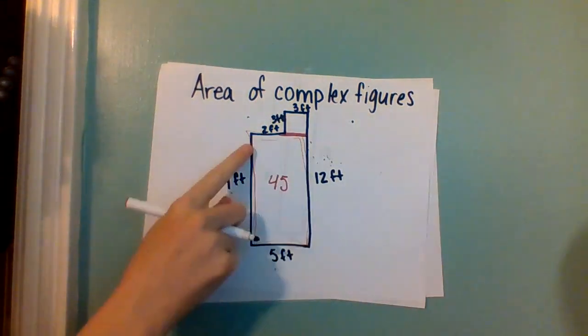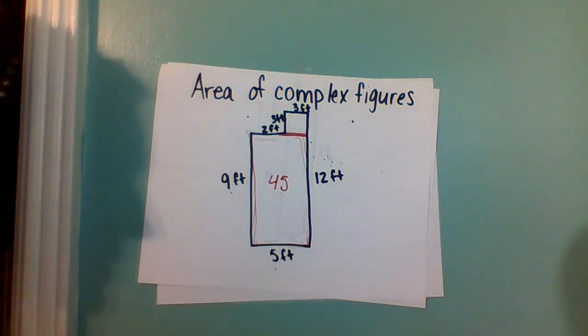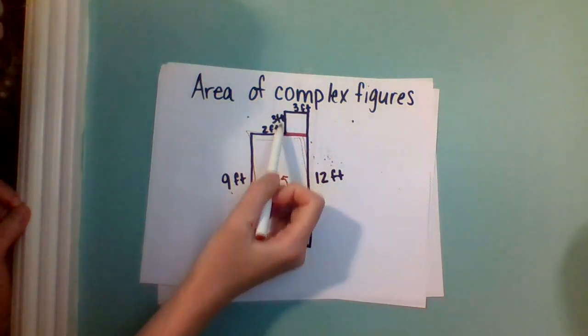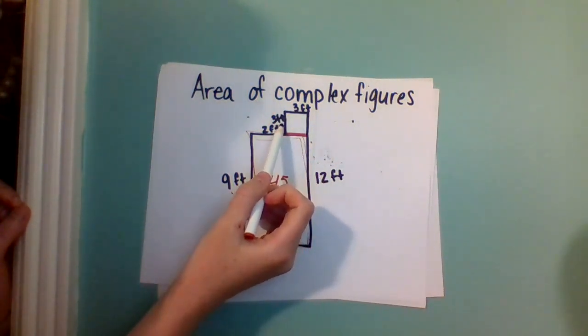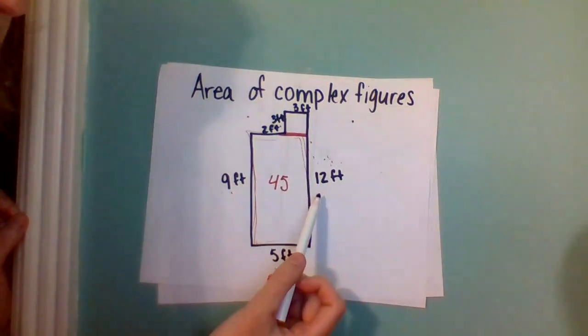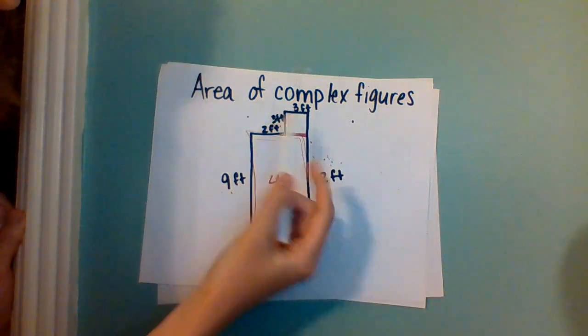So I found the area of that rectangle, and now I have to find the area of this square here. To do that, I'm going to do this one by this one. 3 feet times 3 feet. Again, I'm not going to use that 12 because that represents this whole thing. I'm going to do 3 times 3.